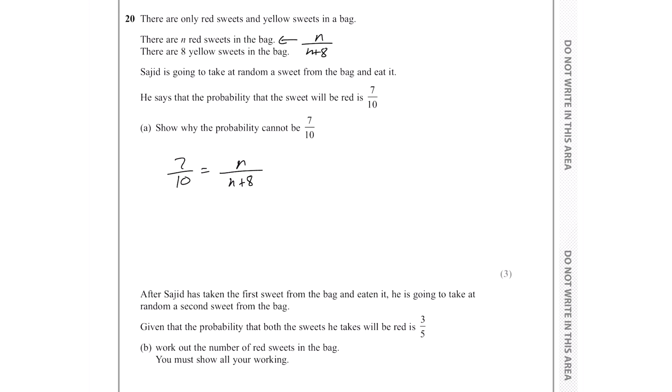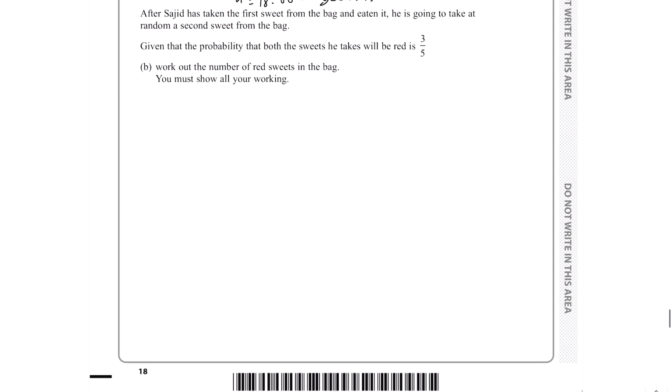If I was to rearrange this and solve it, that would become 7 times n plus 8 is equal to 10n, which becomes 7n plus 56 is equal to 10n, which then becomes 3n is equal to 56. Then we have n, type that into your calculator, 18.667, and then you can write, you cannot have a decimal number of sweets. After he's taken the first sweet from the bag and eaten it, that's the key bit here, he's not putting it back in. Given the probability that both sweets are red is 3 over 5, work out the number of red sweets.